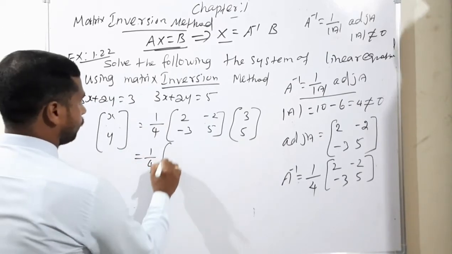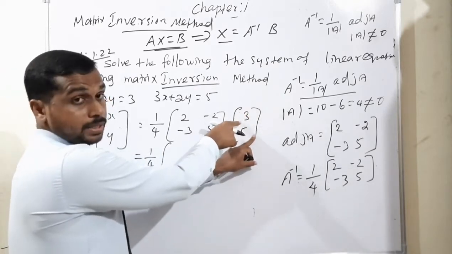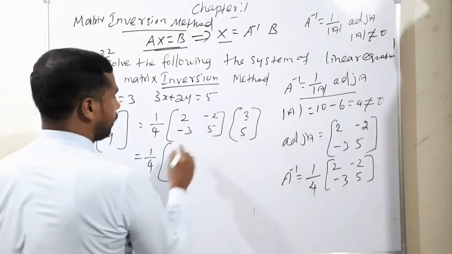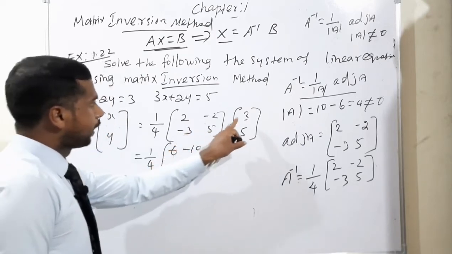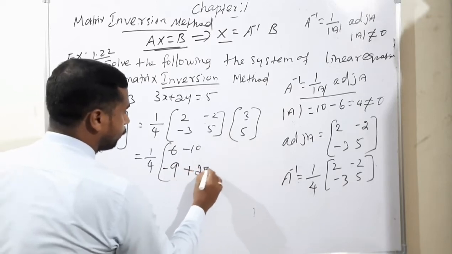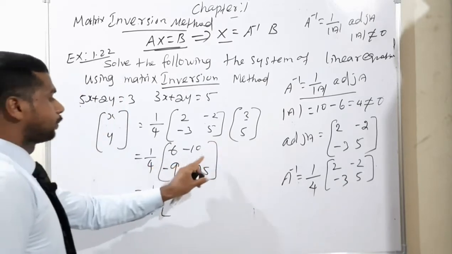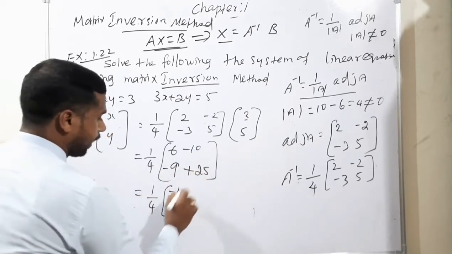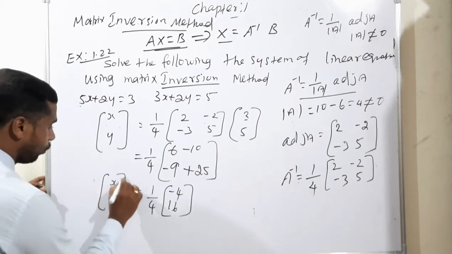So 1 by 4, first row multiplied with the corresponding column. So 2 into 3, 6. Again minus 2 into 5, minus 10. Next, minus 3 into 3, minus 9. 5 into 5, positive 25. Therefore, outside constant 1 by 4: 6 minus 10, minus 4. Minus 9 plus 25, positive 16. This is actually x and y.